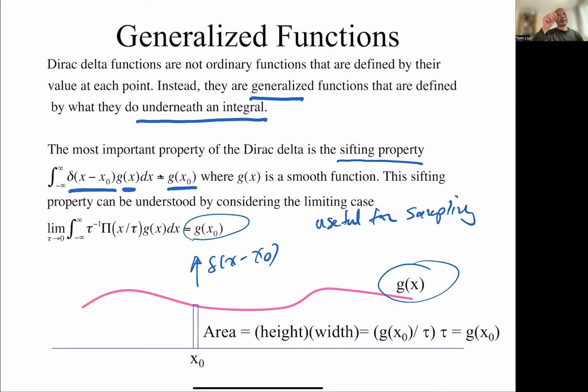Right, because sampling means I want to just take values. I don't want to know g of x at every x, that's too many numbers. Maybe I want to just sample every centimeter or every millimeter. And then mathematically, I can use these shifted Dirac delta functions to show how I'm sampling that function.